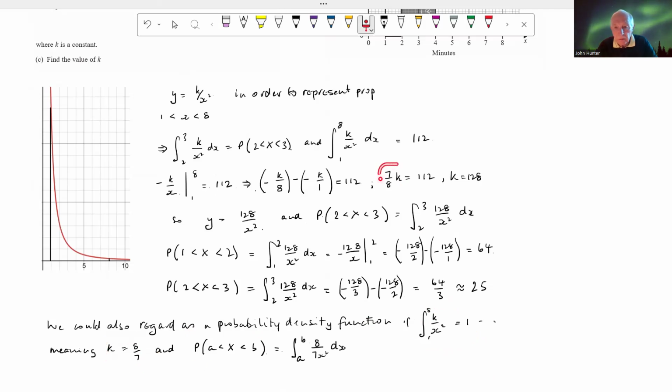Just going back to this, and therefore the probability that this random customer chosen from our 112 has a queuing time between A and B is going to be this integral. Okay, and this is going to be a number less than 1. Obviously, it's a probability. Right, so that's just introducing the idea of the probability density function and also linking it back to our frequency density.